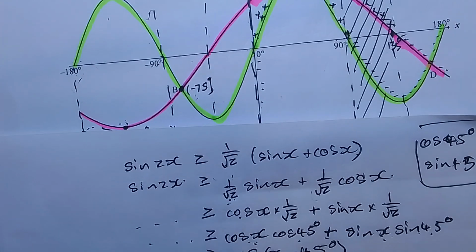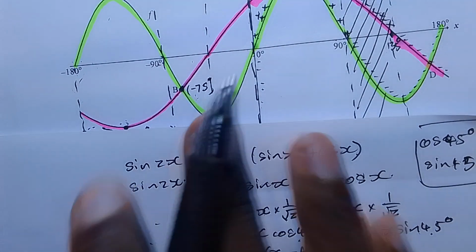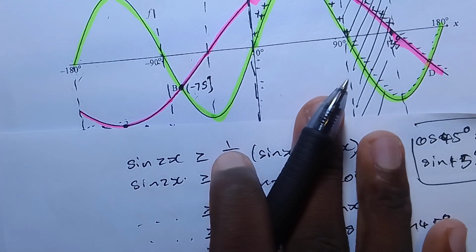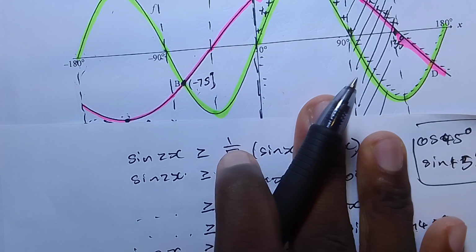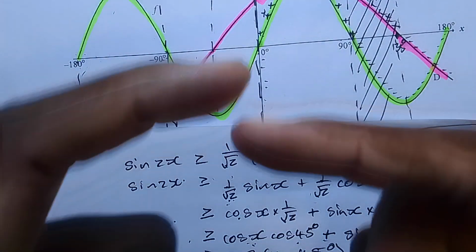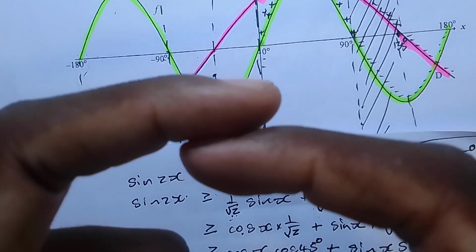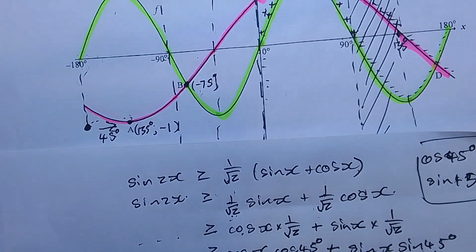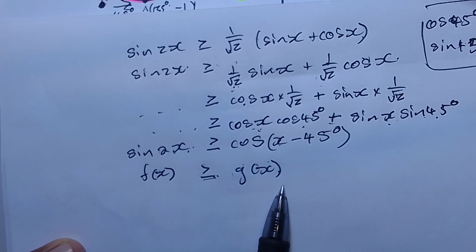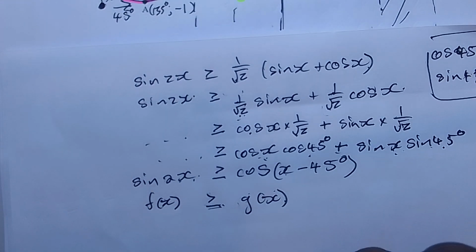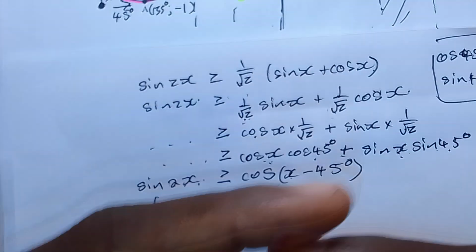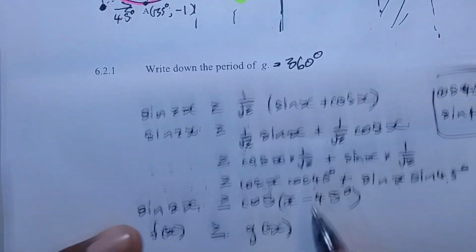If a function is greater than another one and they're on the same axis or same Cartesian plane, that means that function is above the one that it is greater than. So what do I mean? If f of x is greater than g of x, that means g of x is above f of x. G of x is above.